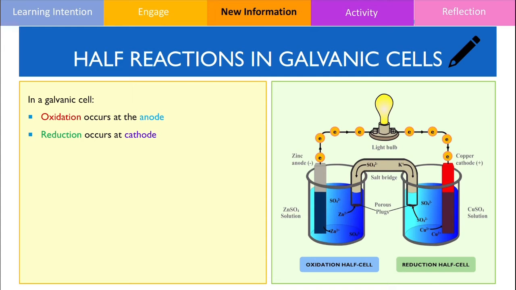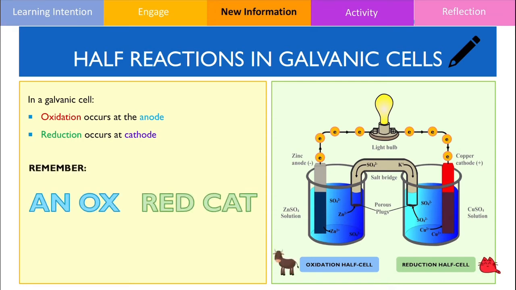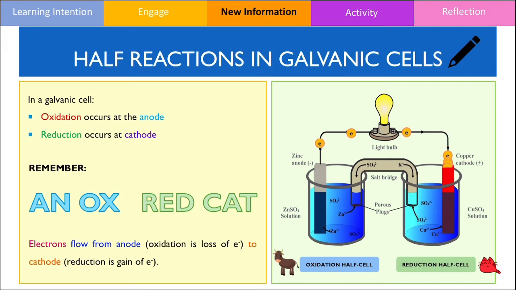I've got a mnemonic which can help you remember where oxidation and reduction take place, which is read as AN OX, RED CAT. AN OX stands for anode is oxidation and RED CAT stands for reduction is cathode. Since we know that oxidation involves losing electrons, electrons will therefore flow from the anode to the cathode, which is shown here in the diagram.